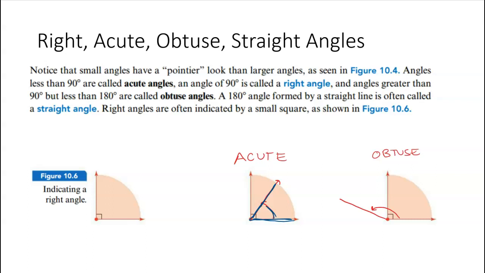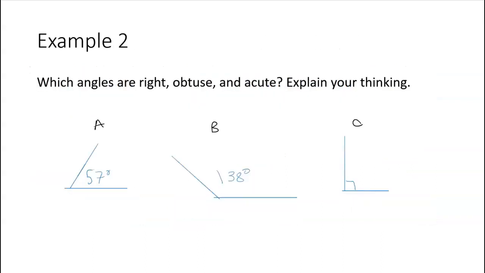And obtuse angles are larger than 90 degrees. And right angles are exactly 90 degrees. And a straight line, or a straight angle, is 180 degrees. So let's look at this example here. Which angles are right, obtuse, and acute?